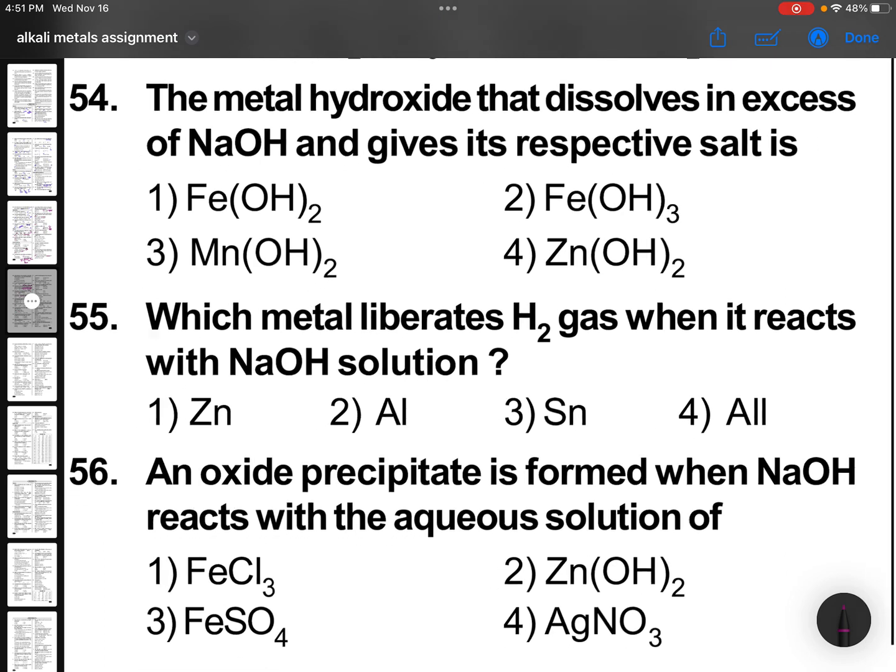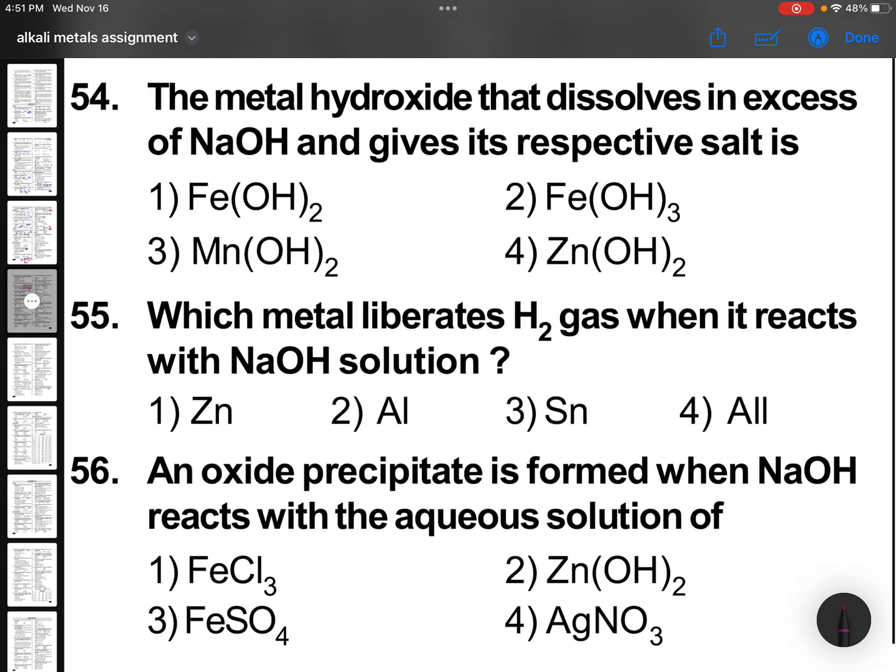The metal hydroxide that dissolves in excess of NaOH and gives its respective salt is. This is something interesting, you see. Like zinc and aluminum type of things, they will be dissolving and forming Na2ZnO2 type of compounds. And here he is asking the same, excess of NaOH and gives its respective salt, Na2ZnO2.